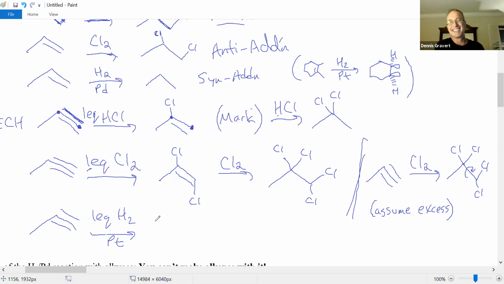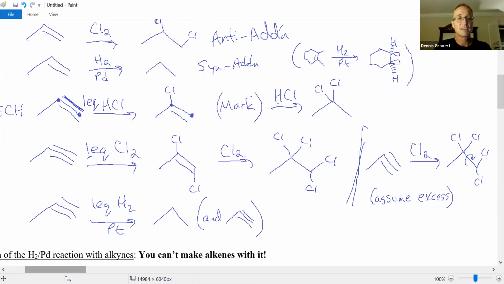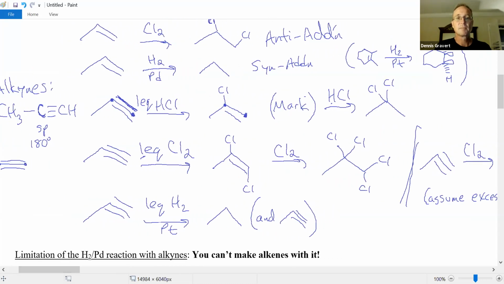Nature, and exceptions to the pattern. Nature, she makes all the rules. You go in the lab, you carefully measure things out, 1-to-1 ratio. You're expecting an alkene. You go into the lab, you discover you got an alkane, and you have leftover triple bond. Back up. The limitation of this reaction, hydrogenation with palladium or platinum, whatever, with alkynes, you can't make alkenes with it.